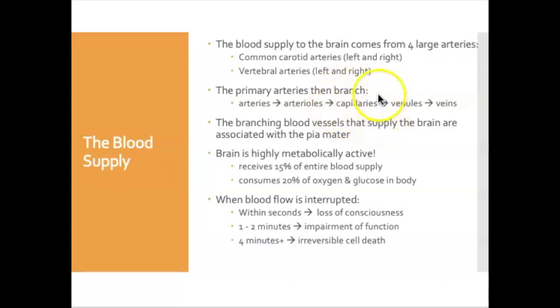Those capillaries that are now carrying deoxygenated blood will become venules, and those venules will get larger into veins, and that blood will be taken back towards the lungs for reoxygenation. Remember, it's the pia mater that is the vascular part of the meninges. It's the pia mater that contains all of those branching blood vessels that supply the brain.